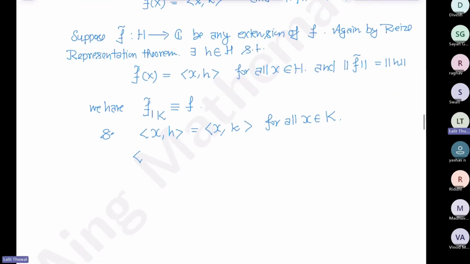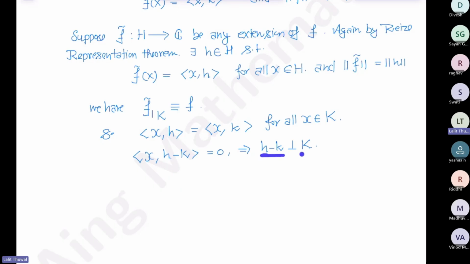Okay, so small manipulations give you this, right? So what does this mean? H minus k is perpendicular to the subspace K, right? So this is small k, okay? If both are looking like same, then bear with it, please.